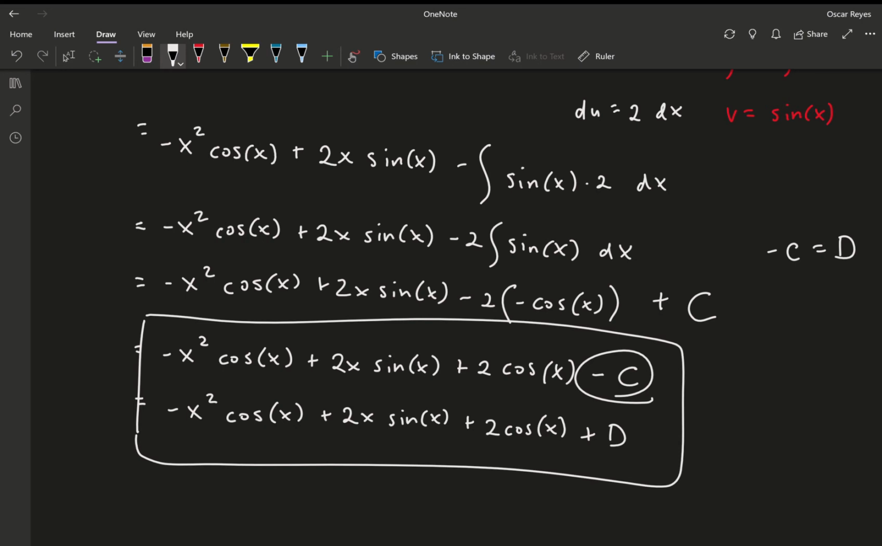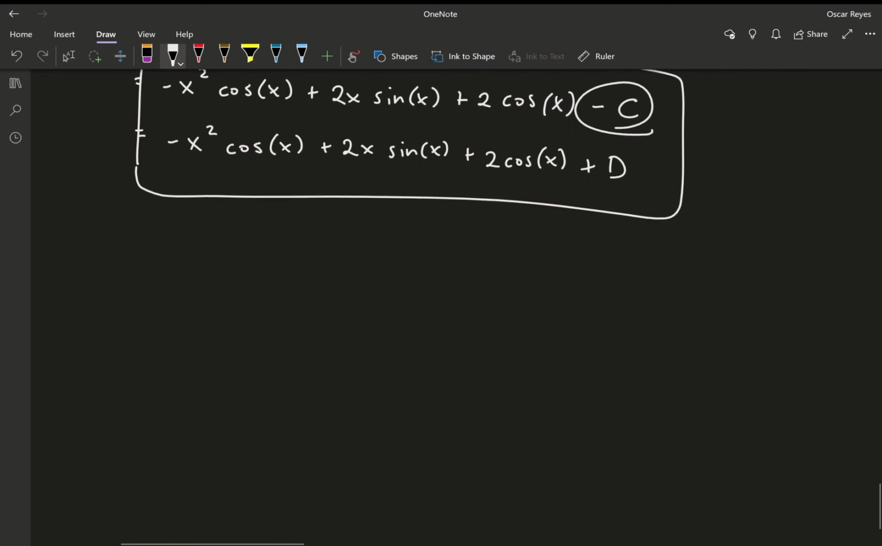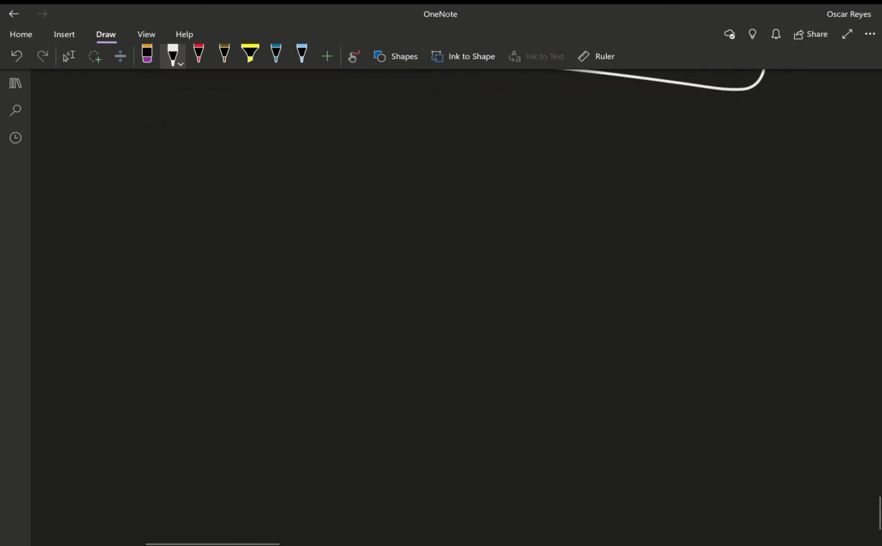There are some other problems. For example, there's one that I would really want to go over, only because sometimes when you do the integration by parts, you might end up getting the same thing that you started with, and you can end up just adding or subtracting it to the other side. Okay, so let's go over this problem.